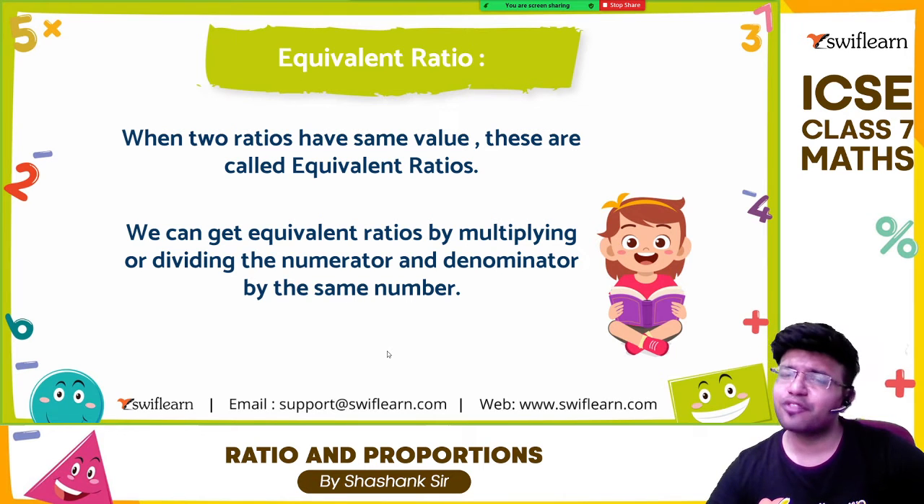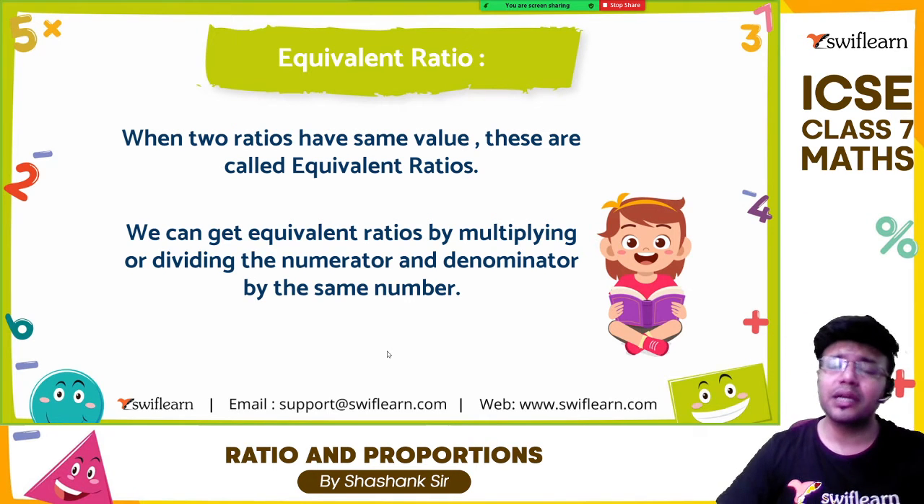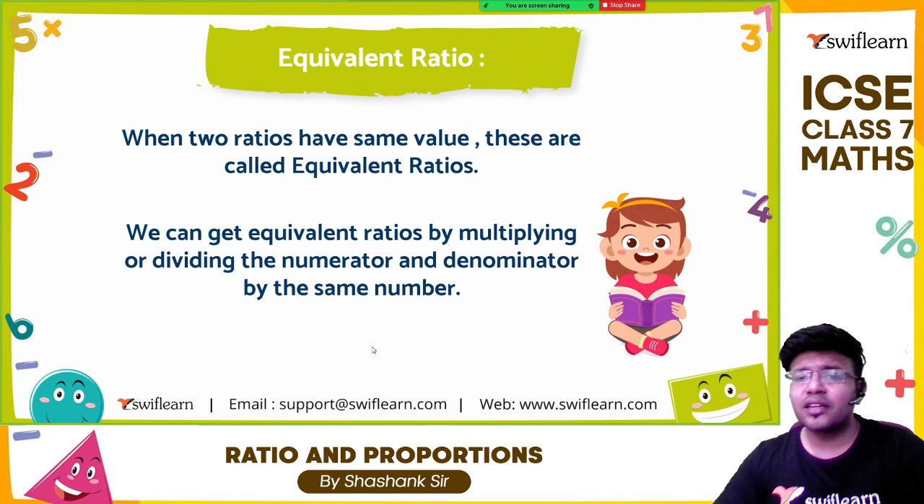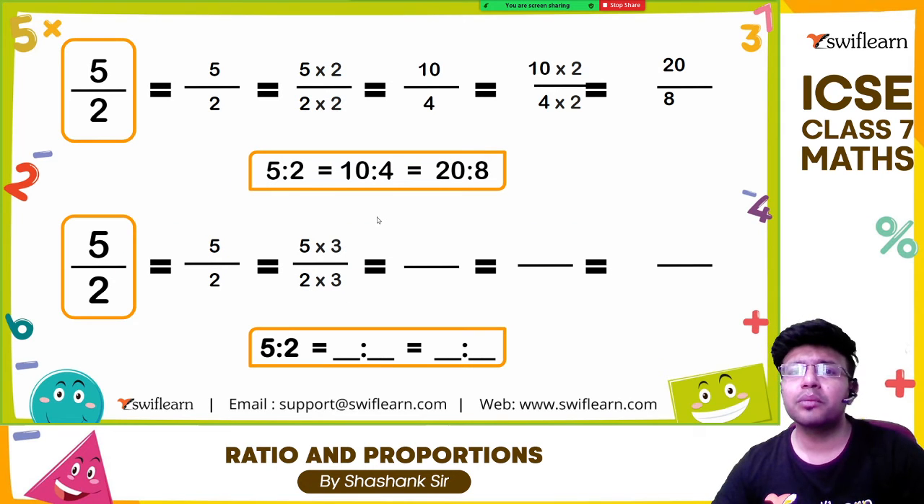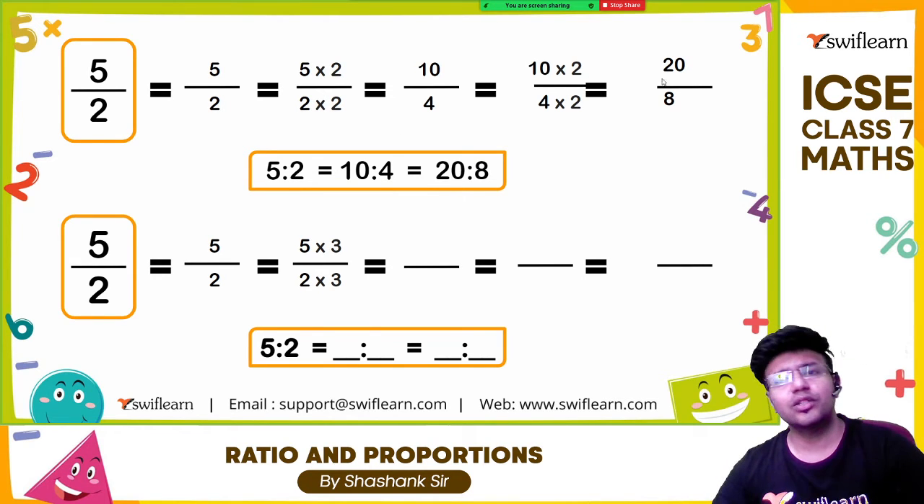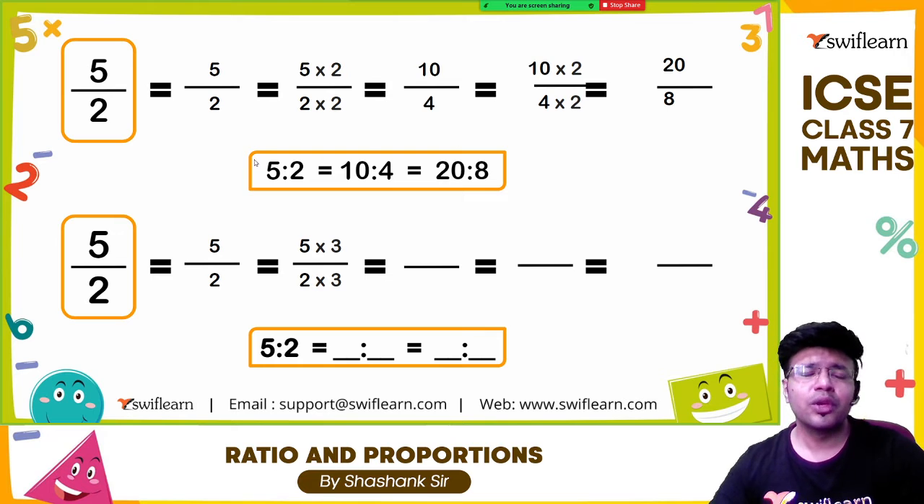Now these are called equivalent ratios. When two ratios have the same value, they are called equivalent ratios. We can get equivalent ratios by multiplying or dividing the numerator and denominator by the same number. Now 5 by 2. Multiply the numerator and denominator by 2. You get 5 times 2 is 10, 2 times 2 is 4. Again multiplied by 2: 10 2s are 20, 4 2s are 8. So you can multiply by any number, not only 2. You can multiply by 2, 3, 6, 10.